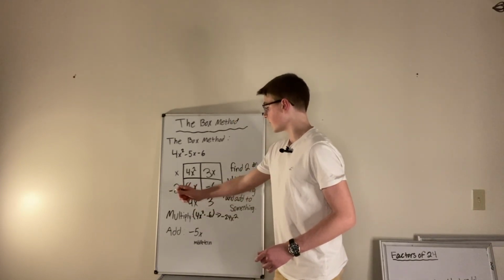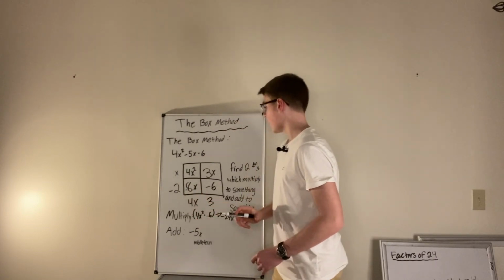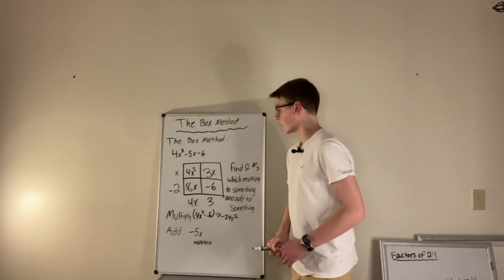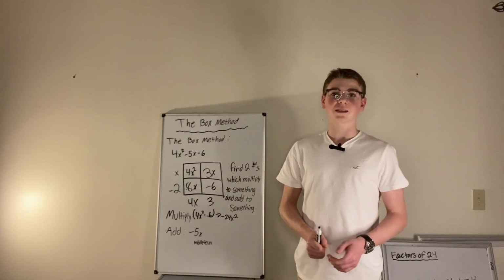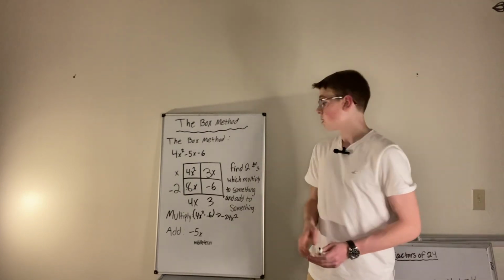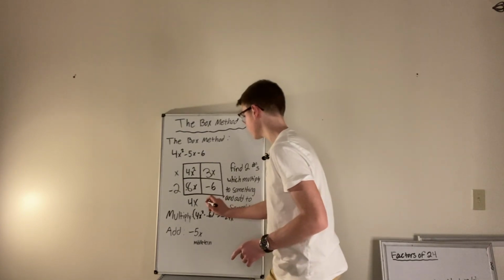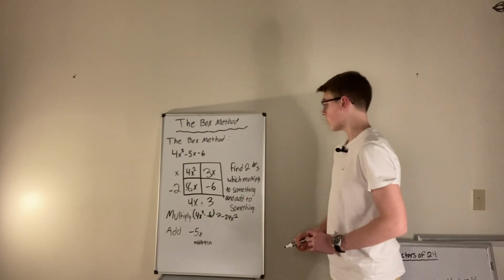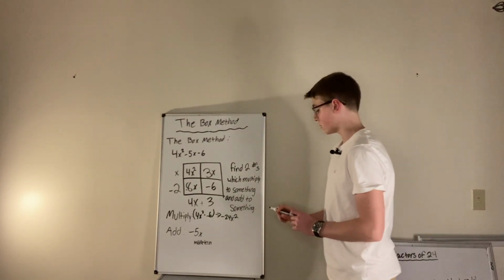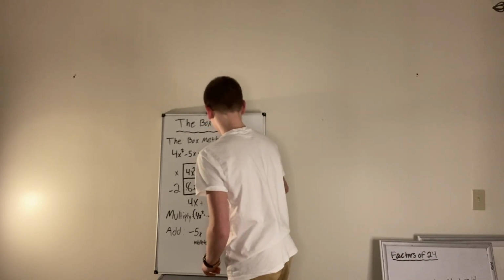And that would also mean negative 2 times 4x is negative 8x. And that would make sense if we're trying to add up to negative 5x. Negative 8x plus 3x is negative 5x. So that adds up to negative 5. So now we have this: x minus 2 and 4x plus 3 would be our factoring.